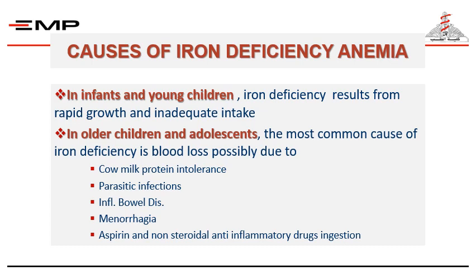Parasitic infections and infestations like ankylostoma are a cause of iron deficiency anemia. Inflammatory bowel disease like ulcerative colitis and Crohn's disease, menorrhagia in adolescent females, and the intake of aspirin and non-steroidal anti-inflammatory drugs causing gastritis are other causes.